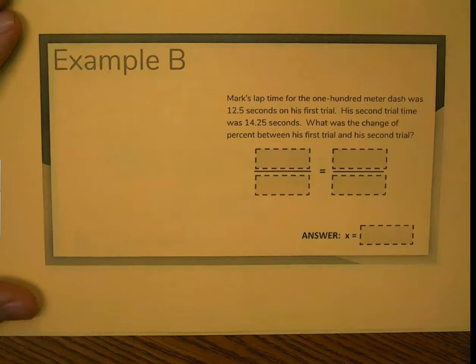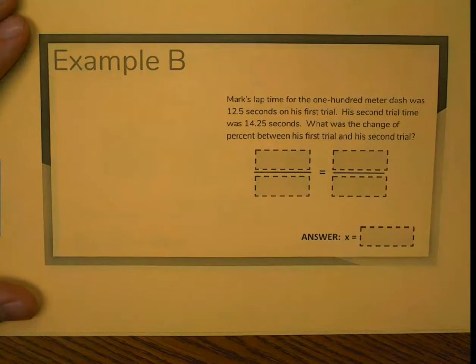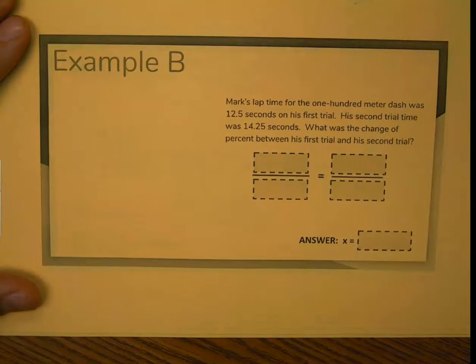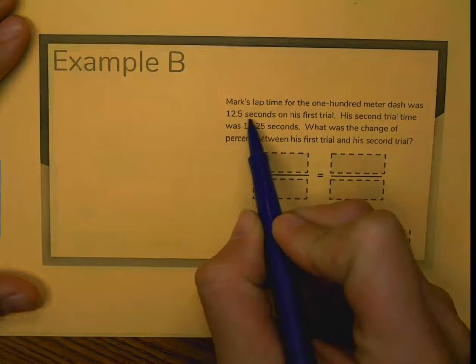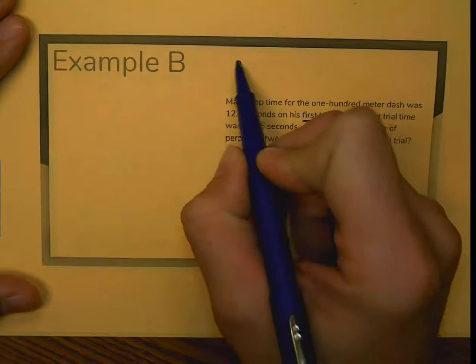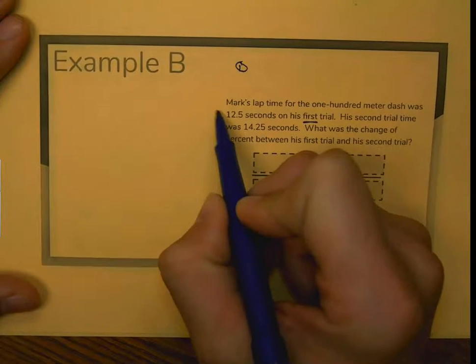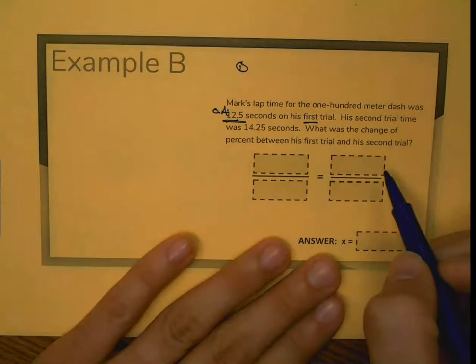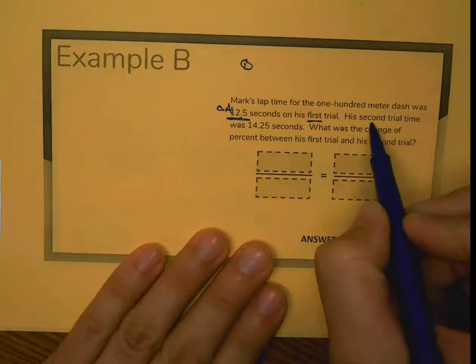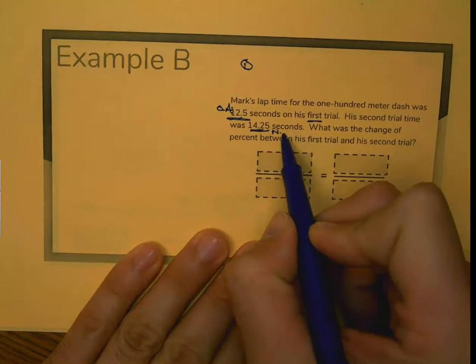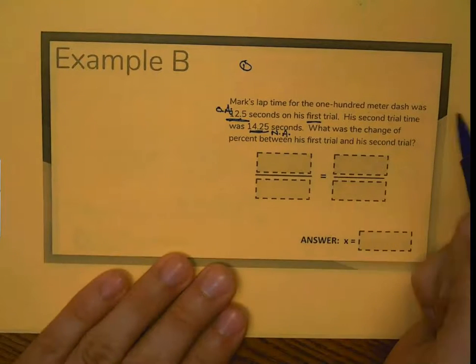Okay, so our first step is to label the new amount and the original amount. Well, they made it pretty easy in this one because they used words like first and second. So 12.5 seconds on his first trial. So step one is to find this is the original amount. And the new amount is right here because it says the second. So this is the new amount. Okay, so that's step one.